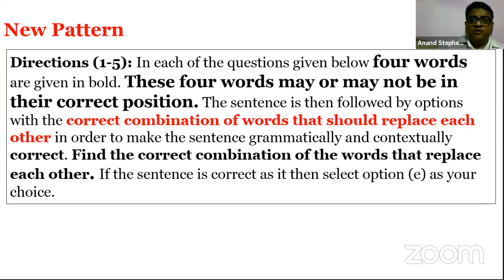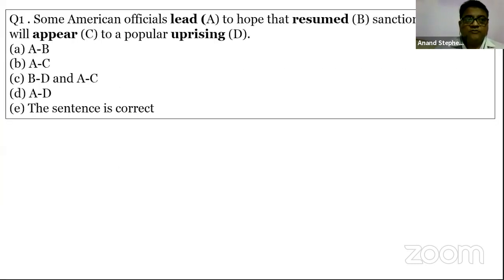In each of the questions given below, 4 words are given in bold. These 4 words may or may not be in their correct position. The sentence is then followed by options with the correct combination of words that should replace each other in order to make the sentence grammatically and contextually correct. Find the correct combination of the words that replace each other. If the sentence is correct, then select option E as your choice. That means out of the given choices, we have to find out the right combination.